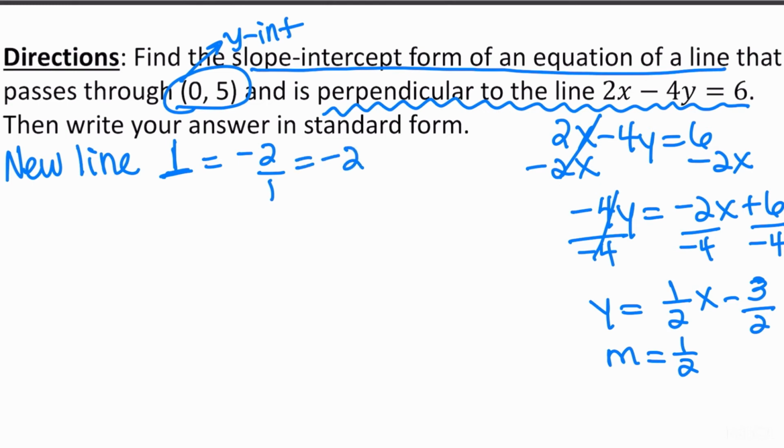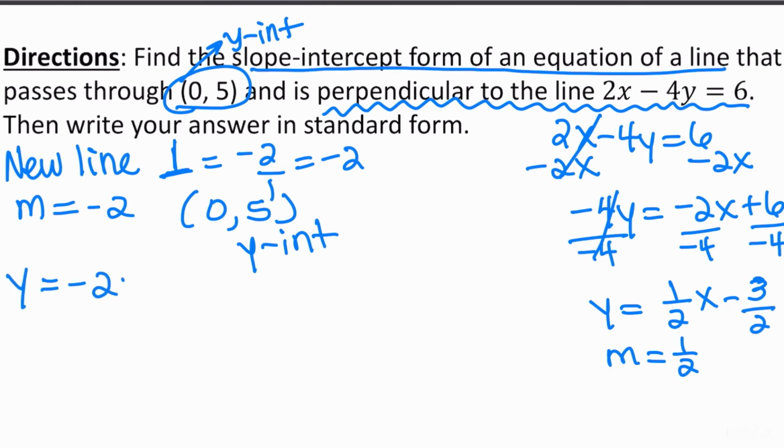So the slope of my new line is going to be negative 2, but it's going to pass through the point (0, 5), which we just said is the y-intercept. So slope-intercept form right now is going to be so easy. We already know the slope. We already know the y-intercept. So we have y is equal to negative 2x plus 5. So this is the slope-intercept form of this equation.